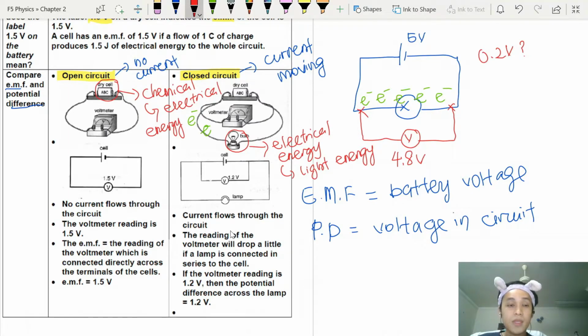Now when we talk about open circuit and closed circuit, you just need to remember: open circuit means the switch is not connected. Switch open. Switch closed means the circuit is connected. Later I'll show you one example.